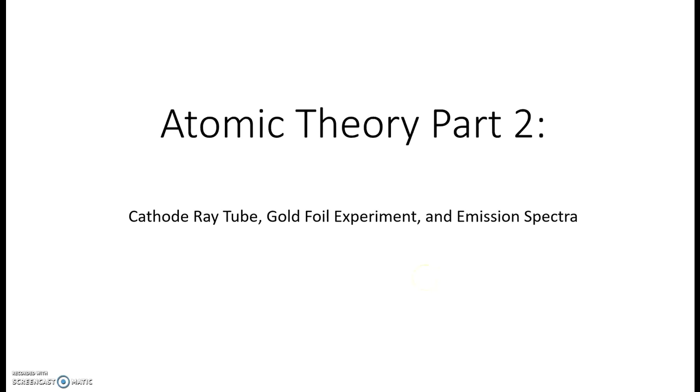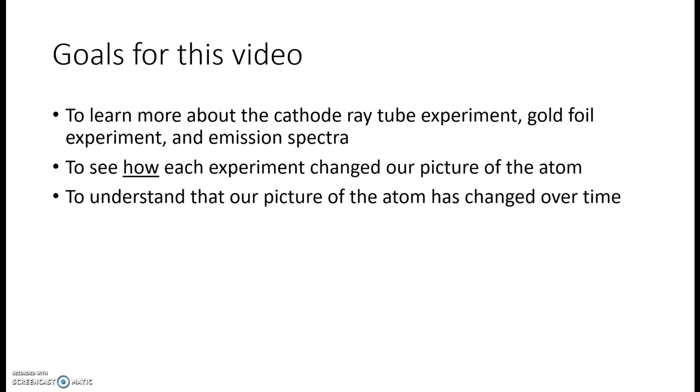Hi, this is Maria, and today we're going to talk more about atomic theory throughout the centuries. We're going to start with the cathode ray tube experiment and the gold foil experiment, and then we'll end with emission spectra. So our goals for this video are really for you to learn more about the details of each of these experiments and to see how each experiment really changed our picture of the atom.